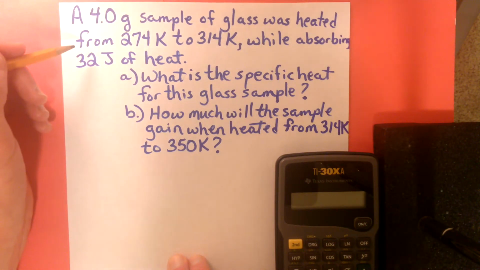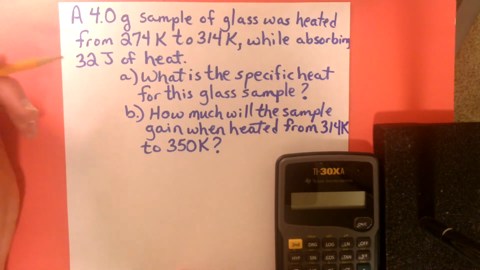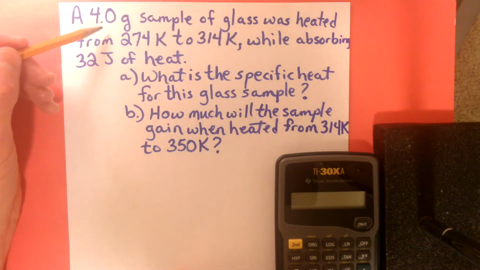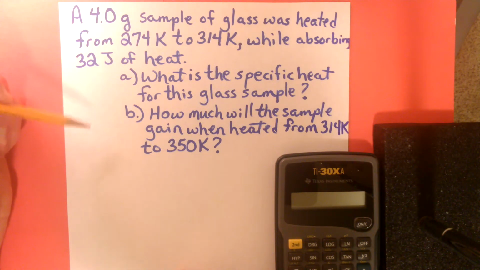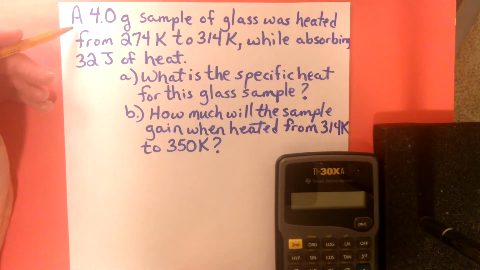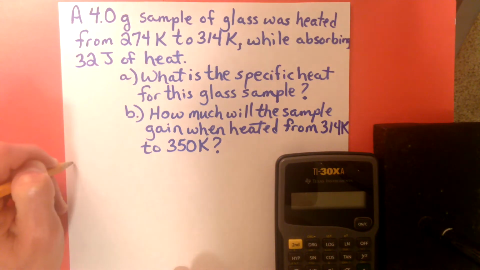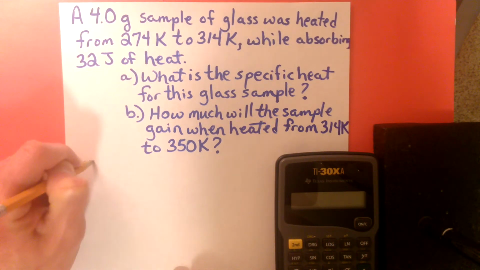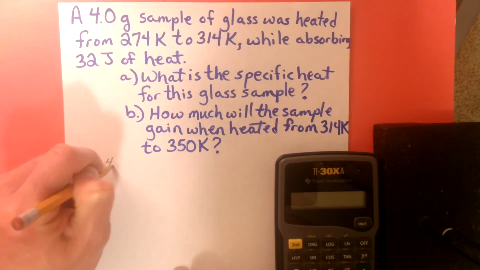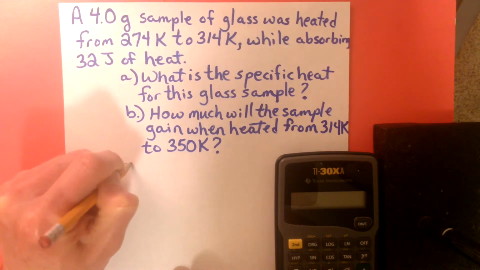Now, as you read this problem, I strongly recommend that as you come across a value, you write that down and label the value. That way you'll have all your variables and all your values listed, and I think that'll make it easier to organize with the formula and the calculation. So let's get started. A 4.0 gram sample of glass. Okay, so that is a mass measurement. So the mass of our glass sample is 4.0 grams.